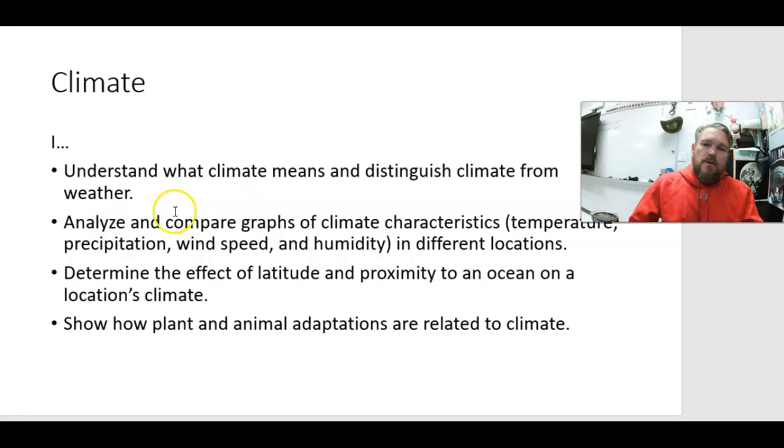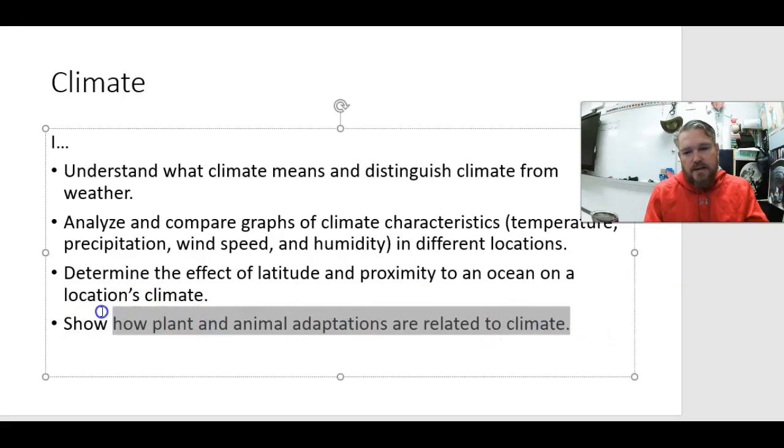Basically, on the Gizmo, it said that you would understand what climate means and distinguish climate from weather. So weather is a distinct observation at a given moment in time, and climate is the average of what all the weather typically is at any given time of the year at a given location. Then you were supposed to analyze and compare graphs of climate characteristics, temperature, precipitation, wind speed, and humidity at different locations, determine the effect of latitude and proximity to the oceans on a location's climate, and then show how plant and animal adaptations are related to climate.